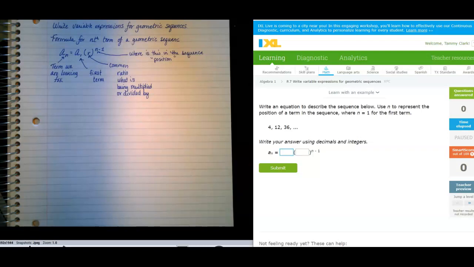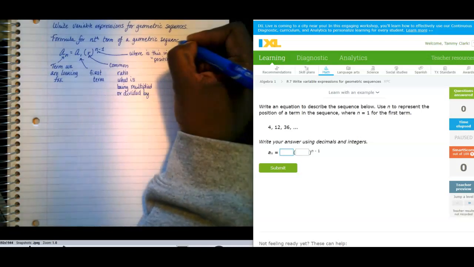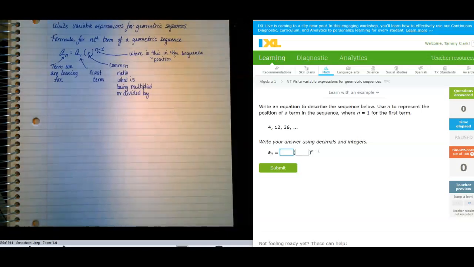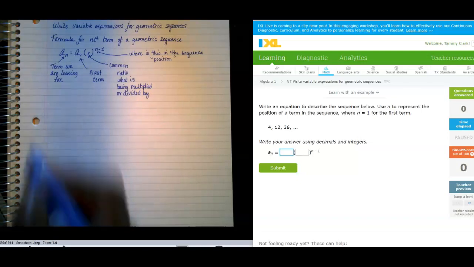Now, when we multiply, I don't want you to think, and I just realized I misspelled sequence, I don't want you to think that division is not a part of this. Keep in mind that you can multiply by a whole number just as well as you can multiply by a fraction. And when you multiply by a fraction, it's the same as dividing. So you'll see some of those. Let's go ahead and get right into this.